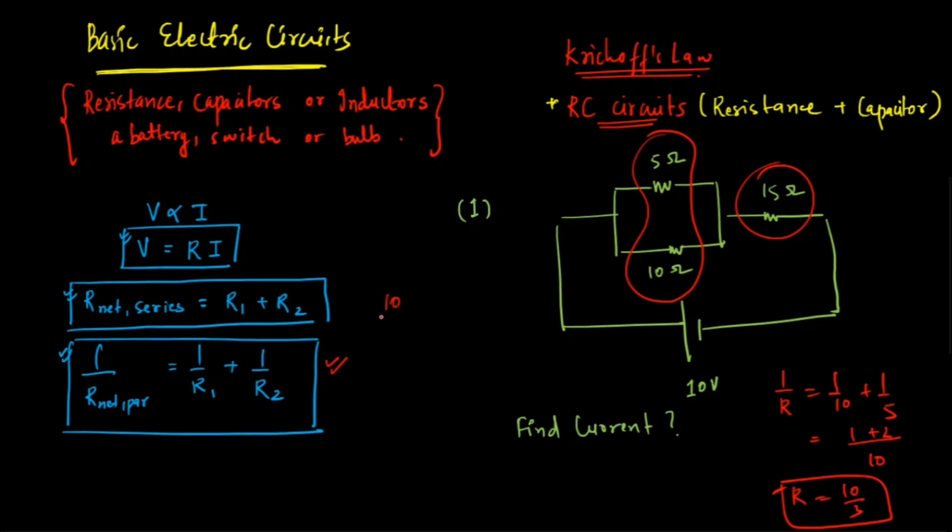So when you simply add them, it is 10 over 3 plus 15. So 10 plus 45 over 3. That is 55 over 3. So this is the value of resistance. Now we simply apply Ohm's law.